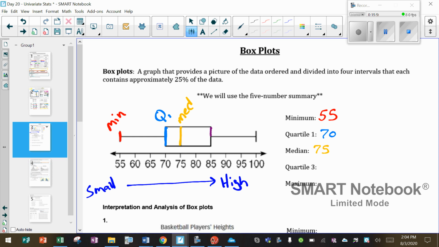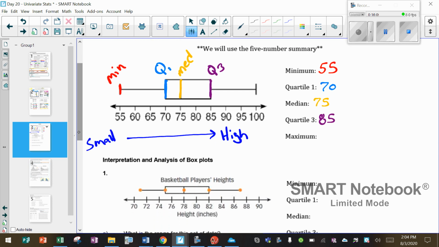The other end of the box, which is why they call it a box plot, is Q3, the upper quartile. In this case, that is an 85. And the last vertical line on the graph is the maximum value. In this case, that is 100. So once you know your 5-number summary, you can put a vertical line at each of those numbers, box in the middle, and then put what they call whiskers, or lines at the ends, to go down to the minimum and then up to the maximum.